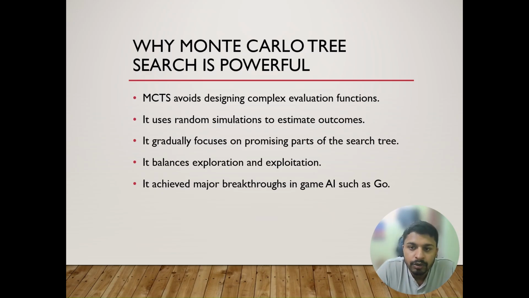Each simulation produces a result: win, loss, or maybe a draw. By repeating this process many times, the algorithm gathers statistical evidence about which moves tend to lead to better outcomes. Over time, the algorithm focuses more and more on the moves that appear promising and ignores the moves that perform poorly. In this way, MCTS can efficiently explore a very large search space without needing a complex evaluation function.